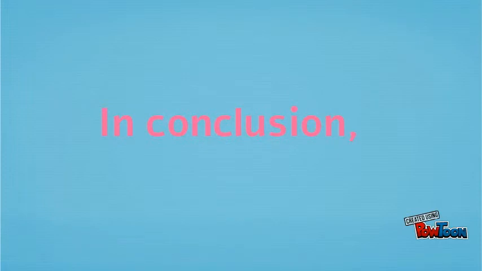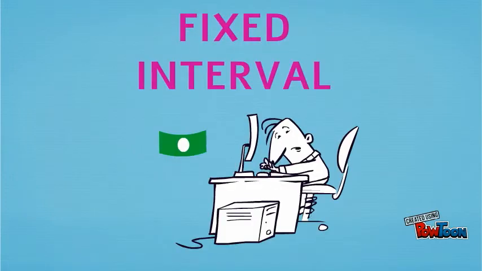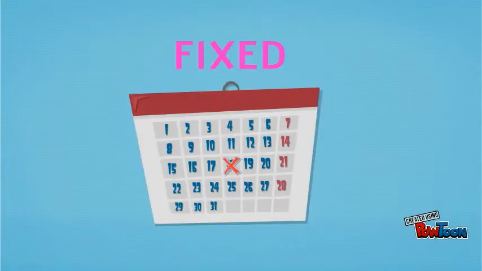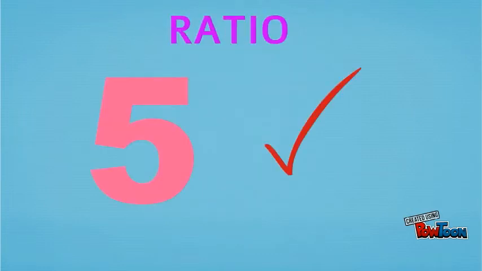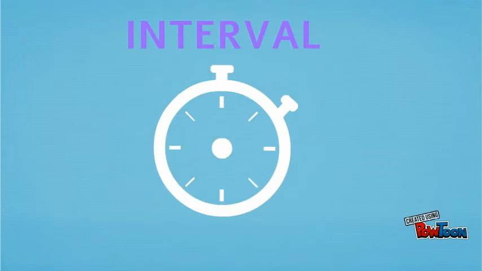In conclusion, there are 4 reinforcement schedules: fixed ratio, fixed interval, variable ratio, and variable interval. Remember that fixed means predictable, while variable means unpredictable. Also, ratio is the number of correct responses, and interval is the amount of time. These schedules are used to encourage behavior to continue or to stop.